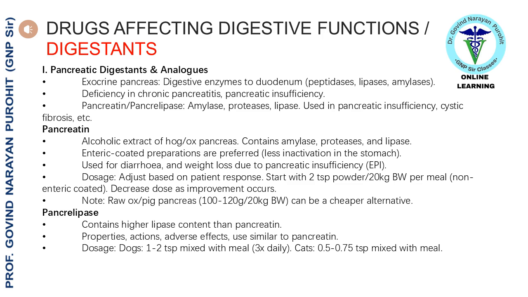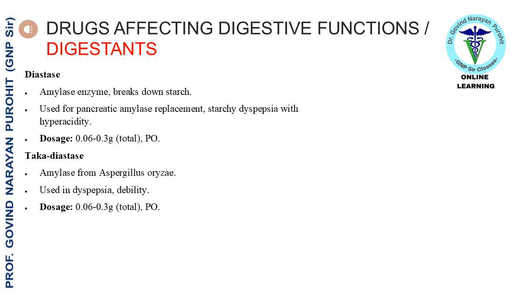Note: raw ox or pig pancreas, 100 to 120 grams per 20 kg BW, can be a cheaper alternative. Pancrelipase contains higher lipase content than pancreatin. Properties, actions, adverse effects, and use are similar to pancreatin. Dosage: dogs, 1-2 teaspoons mixed with meal, 3 times daily. Cats, 0.5-0.75 teaspoons mixed with meal.